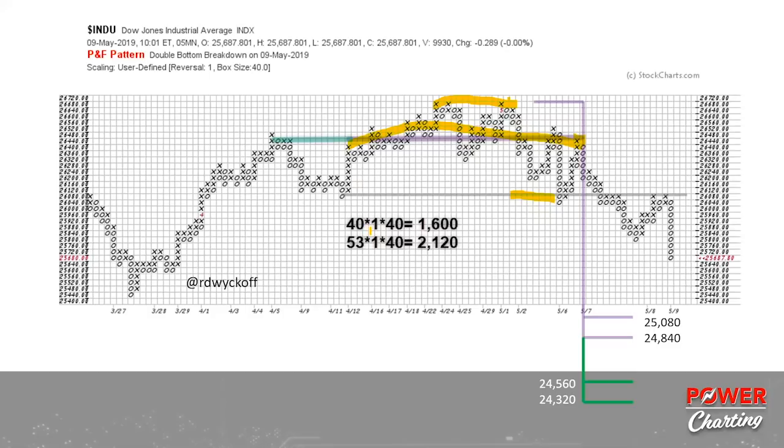40 columns. And it's 40 times 1 times 40, which is 1600. So we take it from the high here, which is at 26,680, and we subtract 1600 from that. It gets us down to 25,080, and then also from the count line, which is right here, 26,440, and that gives us a count range of 24,840. And so we have these 2 count areas. This is the range of the count that we have in here.